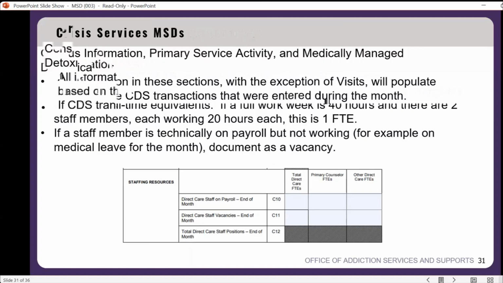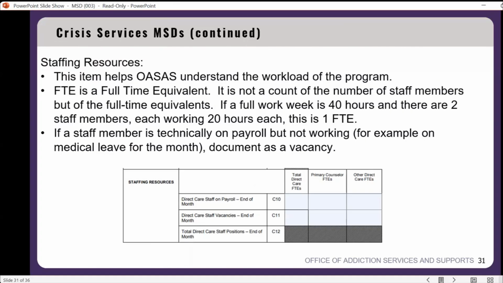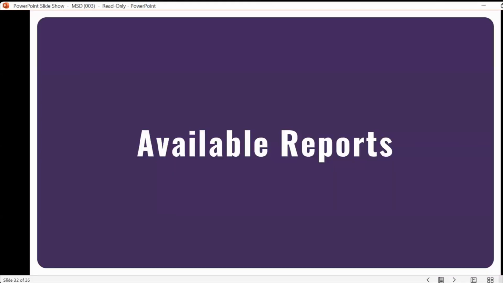Staffing resources. This item helps OASAS understand the workload of the program. FTE is a full-time equivalent. It is not a count of the number of staff members, but of the full-time equivalents. If a full work week is 40 hours and there are 2 staff members, each working 20 hours each, this is 1 FTE. If a staff member is technically on payroll but not working, for example on medical leave for the month, document as a vacancy. And I'll pass that off to Teresa.